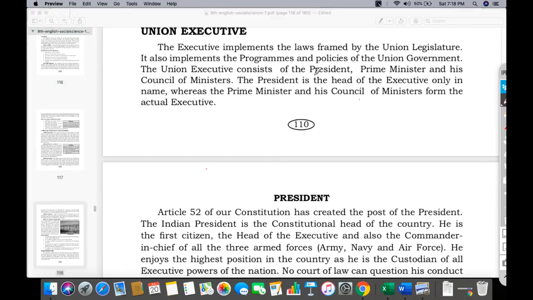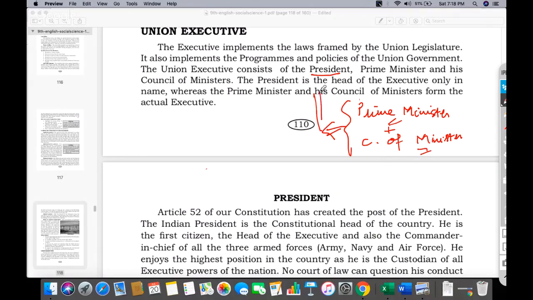Now try to understand why President has been added here, because Prime Minister plus Council of Ministers, anything that they do, any bill which is passed by virtue of acts done by Prime Minister and Council of Ministers, does not become law if President does not sign it. So that is why in Union Executive, President, Prime Minister, and Council of Ministers have been added.